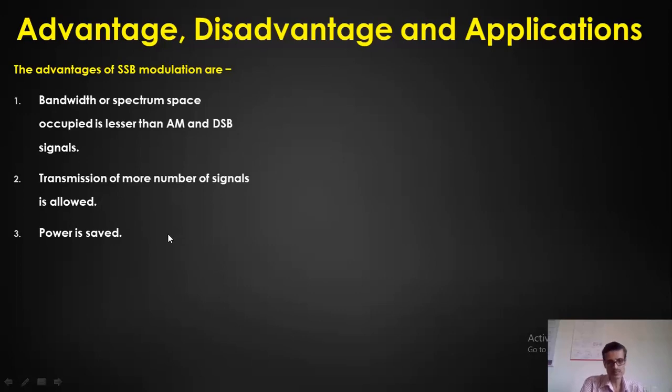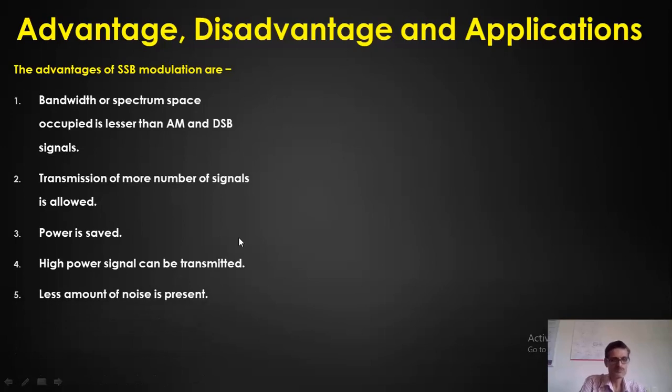The third one is power saving, of course. For a modulation index mu equal to 1, around 83.33% of the total power can be saved. The next one is that a high power signal can be transmitted, because we can allocate more power to the single sideband and hence increase its power level. Because of that we get this advantage, that is, less noise and less signal fading, that is, the attenuation of the signal level will be less in SSB transmission.